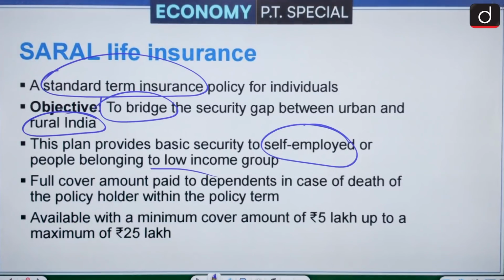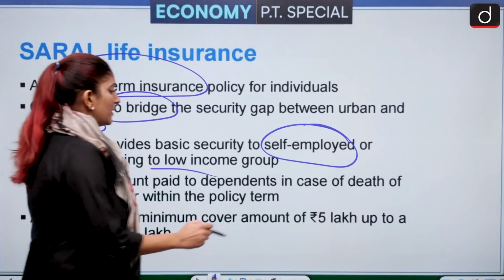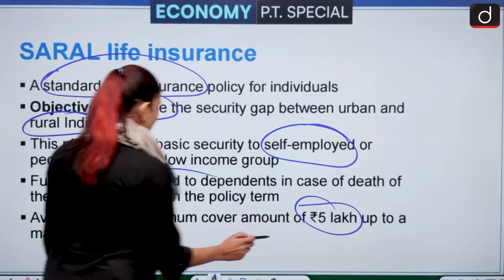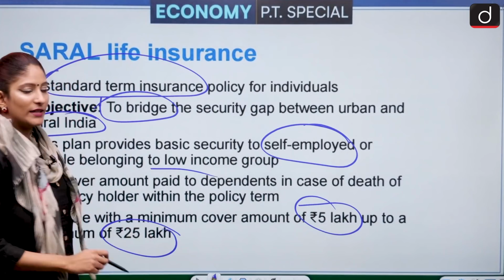Full cover amount is paid to dependents in case of death of the policy holder within the policy term. Available with a minimum cover amount of rupees 5 lakh up to a maximum of 25 lakh. Again, minimum amount should be 5 lakh, maximum is 25 lakh.